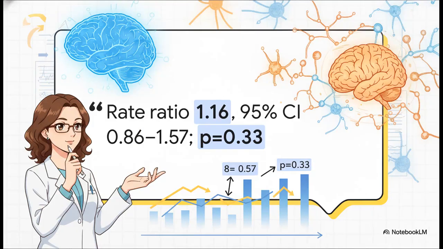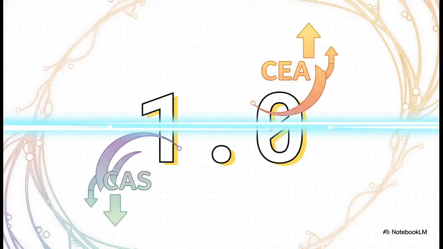Okay, this brings us to the headline statistic for any non-procedural stroke. The paper reports a rate ratio of 1.16, with a 95% confidence interval of 0.86 to 1.57 and a p-value of 0.33. Now, let's unpack that. The critical value here, of course, is 1.0. That represents the line of no difference. A rate ratio of exactly 1 would mean the event rates in both groups were identical.